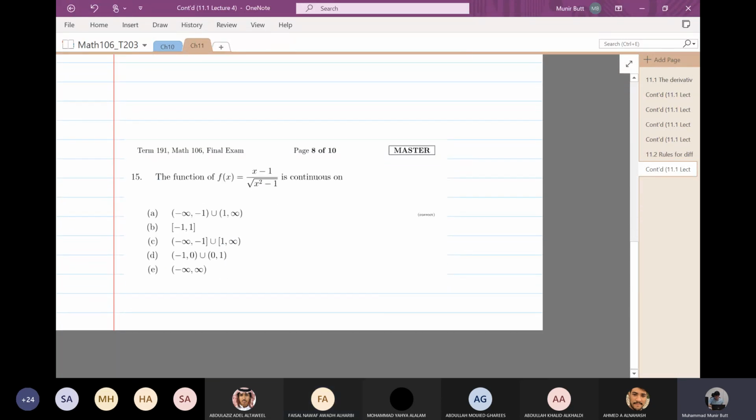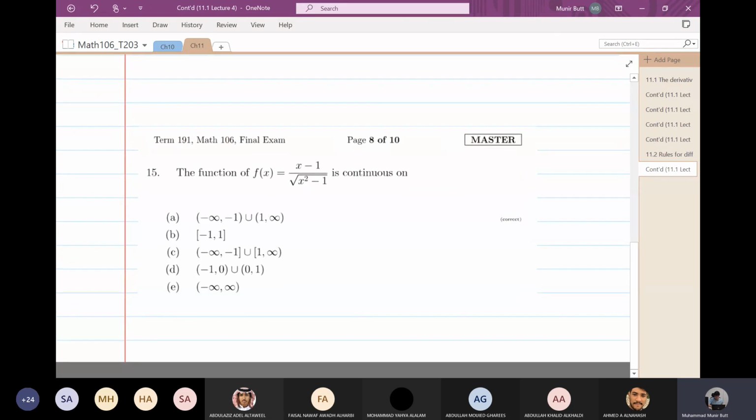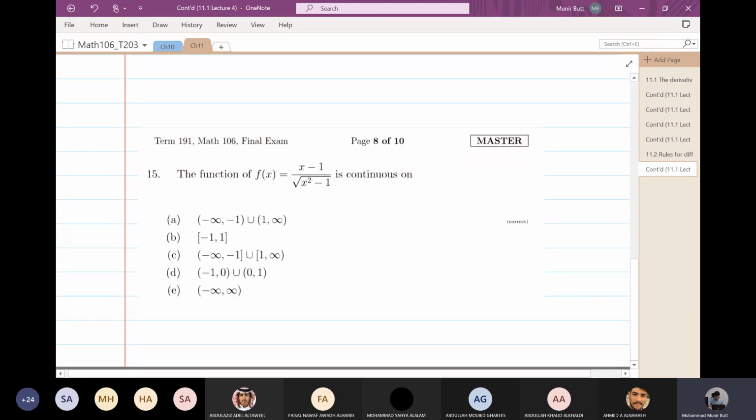And then there is another question regarding continuity. We have to see that the function is continuous on what? This is from the final exams. Inshallah, we have some MCQ questions from the old exams as well, to let you know what is happening in the exams. And here I stop and say thank you very much.